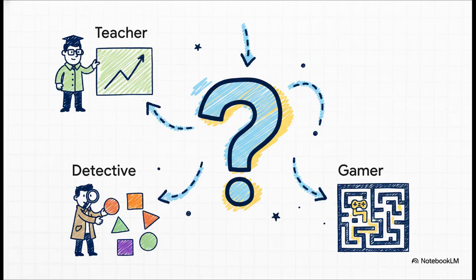So the next time you hear about some crazy new AI model, don't just ask, wow, what can it do? Instead, just remember the three families we met today: the teacher who predicts, the detective who discovers, and the gamer who strategizes. Because the most important thing to take away from all this is simple. Choosing the right model isn't about finding the most powerful tool. It's about asking the right question.